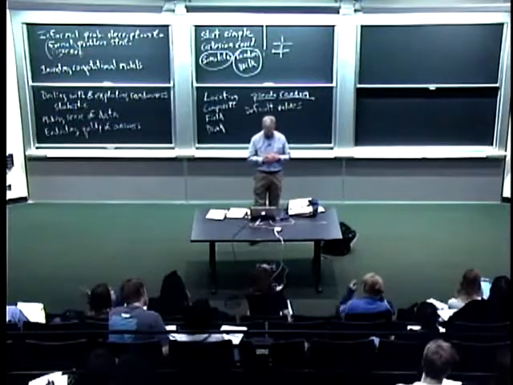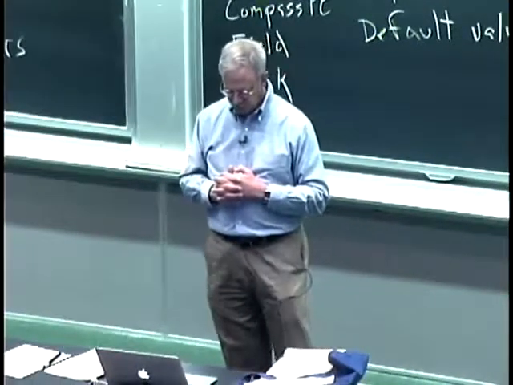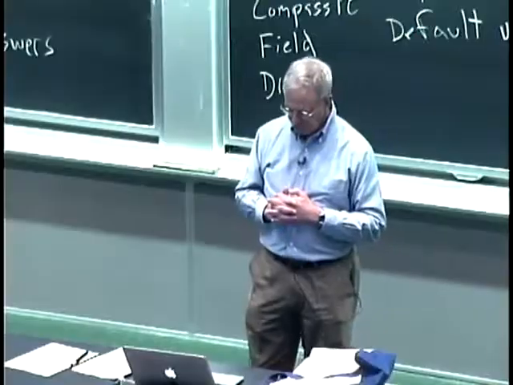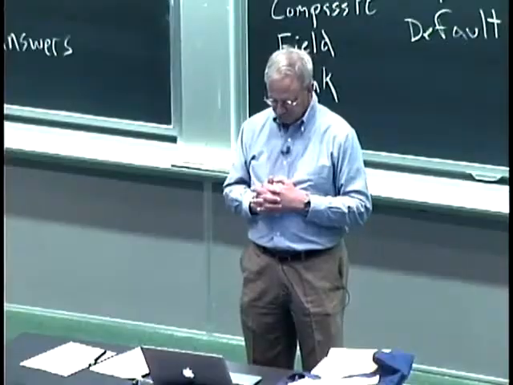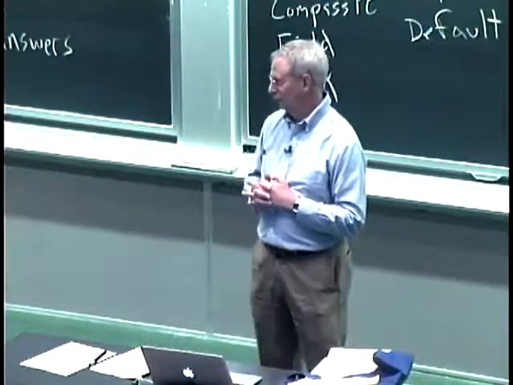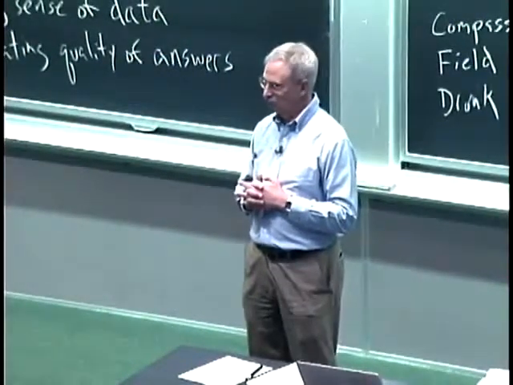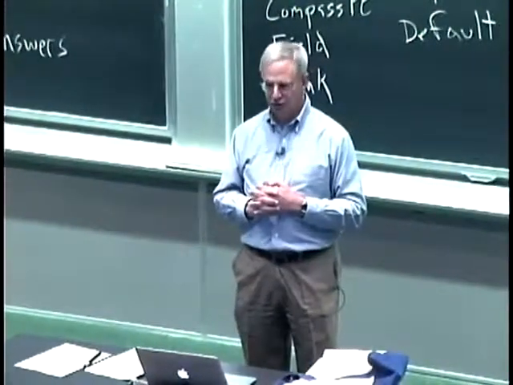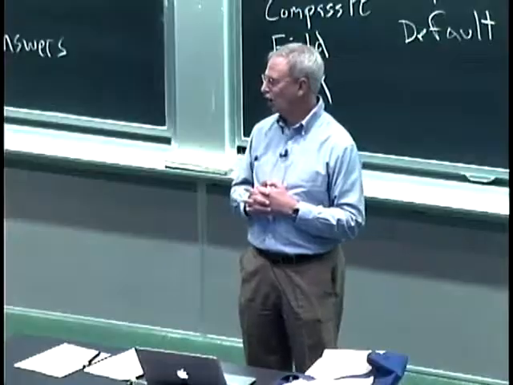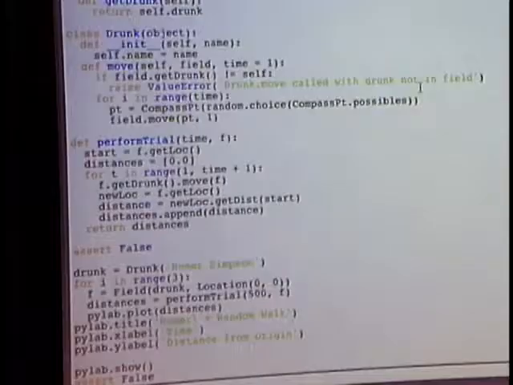And then what it does is it says, if field.getDrunk is not equal to self, raise an exception. Okay, you've asked me to move a drunk that doesn't happen to be in the field. That's not very interesting. But now we come to the interesting part. For i in range time, here, by the way, range does have a default value of 0. And since I didn't supply it, it used it.